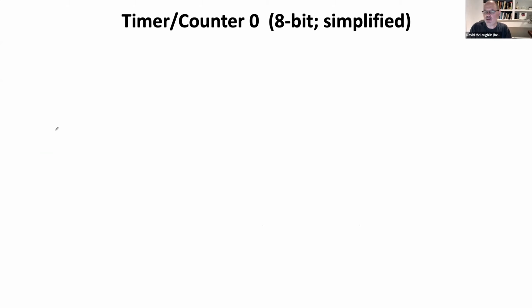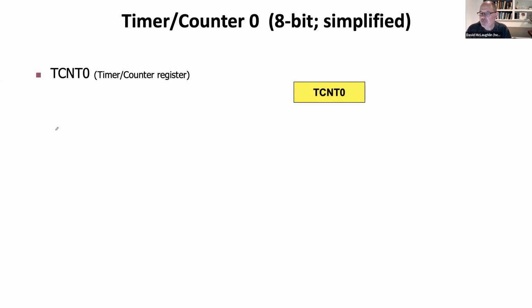This is the way it's described both in the data sheet and also in the textbook. There's an 8-bit register, timer counter 0, and it uses the language TCNT0. There's also TCNT1 for counter 1 and TCNT2 for counter 2. If you want to preload it, you just write a value to this register. If you want to see what its value is, you just read from it. Okay, so that's the first part.